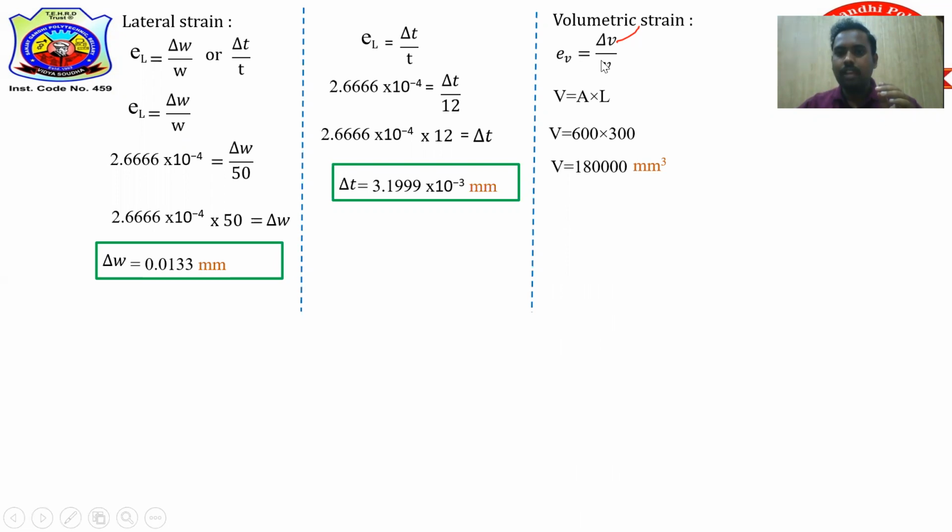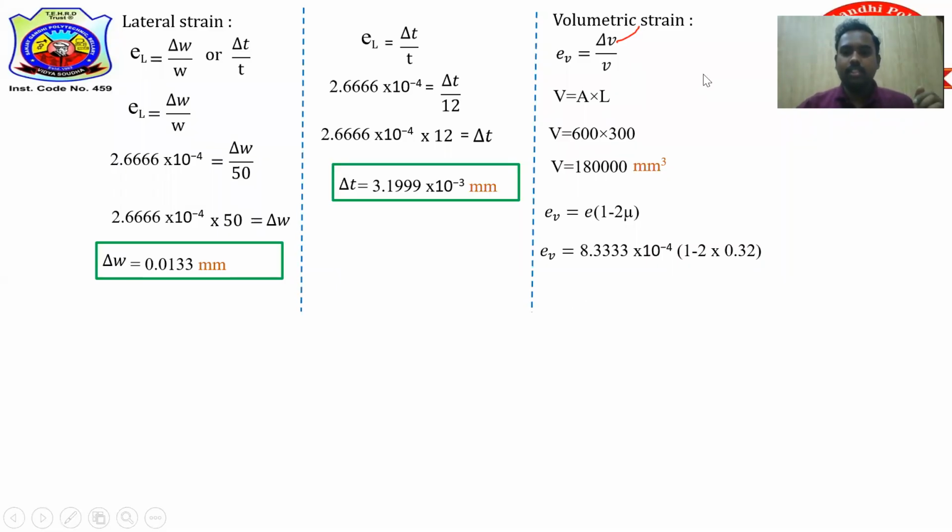Since we now have the value of V, it's time to find the value of EV. If I find V and EV, then automatically I can calculate delta V. There's a formula for EV. This is EV equals E into 1 minus 2 mu. We know the value of strain and also the Poisson's ratio. Then on substitution, EV equals 8.3333 into 10 power minus 4 in bracket 1 minus 2 into 0.32. Students, this is the step after substitution.